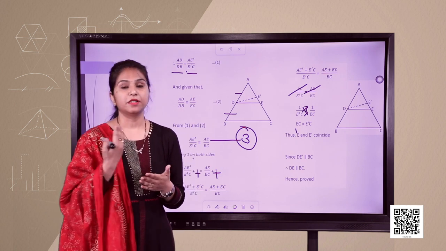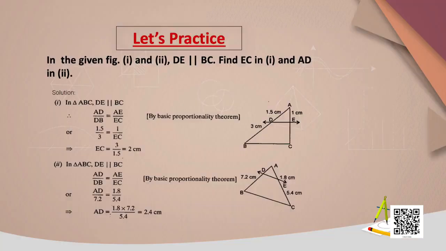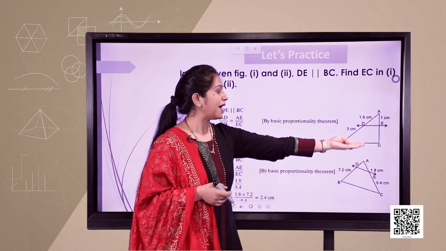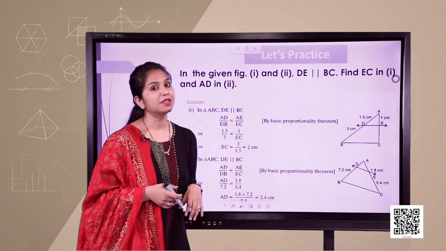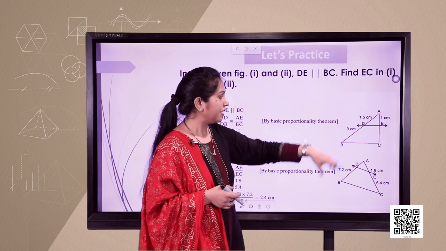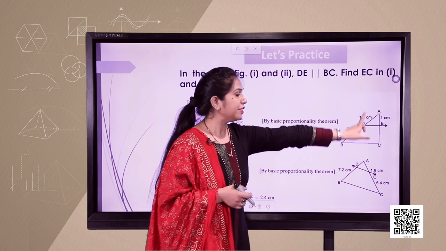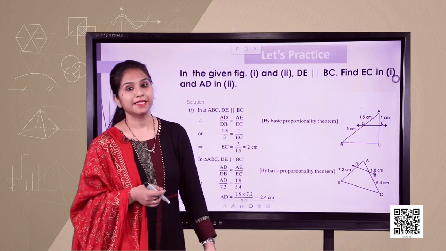Now in the next steps, children, let us do a few examples of questions where we are going to use the converse of the basic proportionality theorem and the basic proportionality theorem. So example number 1. I am giving you 2 examples, 2 figures here. Carefully observe figure number 1. Here DE is parallel to BC, and a few parts are also given in the diagram: AD is 1.5 and DB is 3. AE is 1 and we need to find this missing side, that is EC.